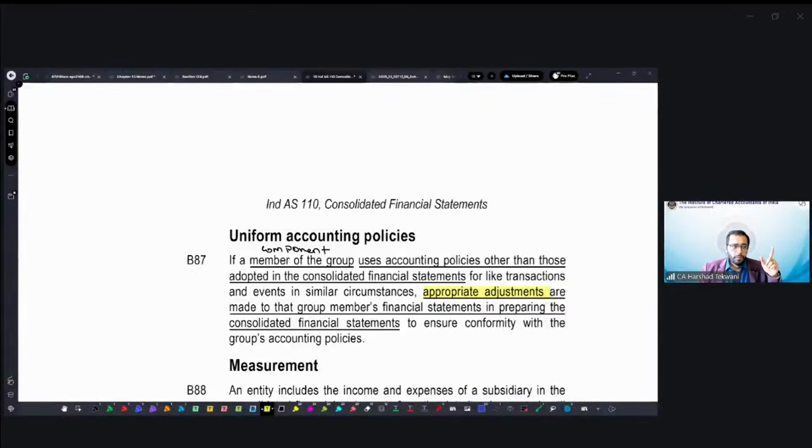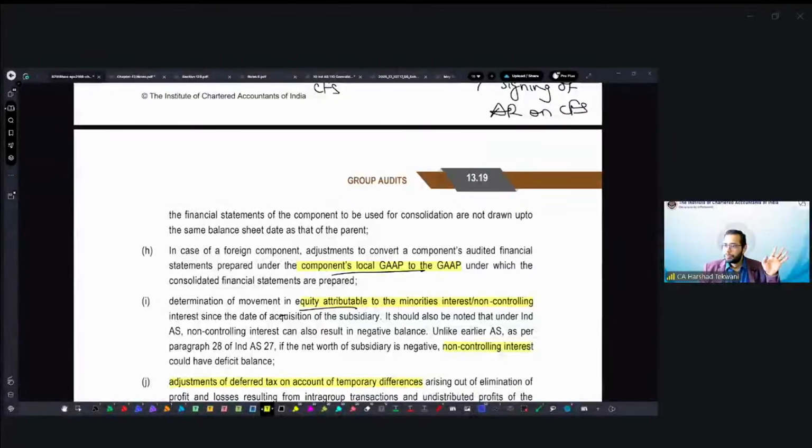Now, any doubt till now on this part? No? If there is no doubt, let us see some questions on this particular topic so that we will be able to understand it in much more detail. Okay, let us take some questions.